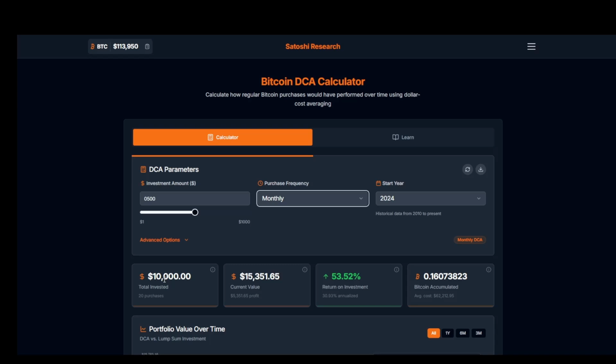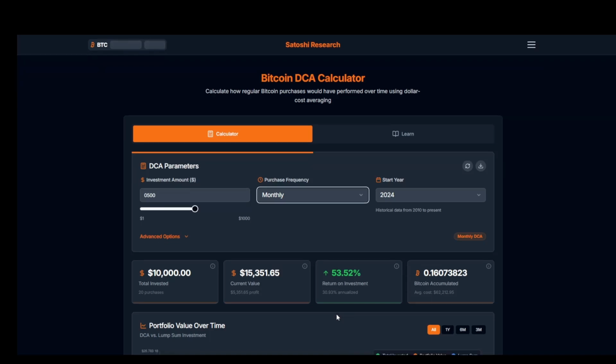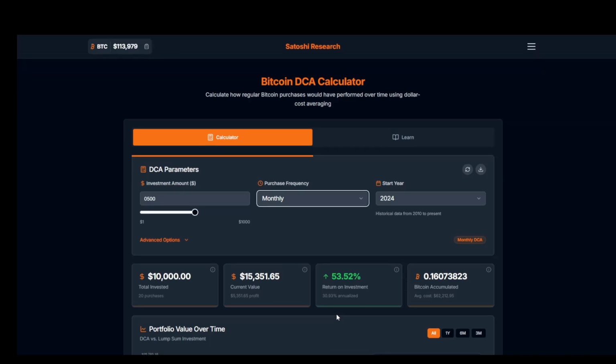So at the current value, you'd have $15,351.65 at Bitcoin's current price, so therefore $5,351.65 in profit. That would have yielded a 53.52% return on investment, 30.93% annualized growth rate, and the amount of Bitcoin you'd have accumulated is 0.16.